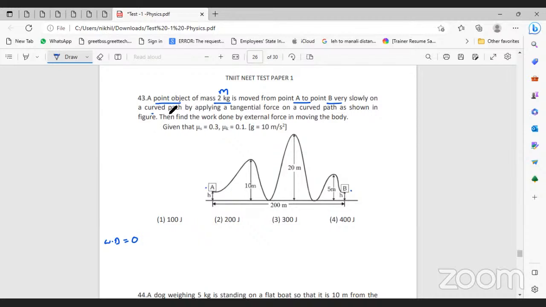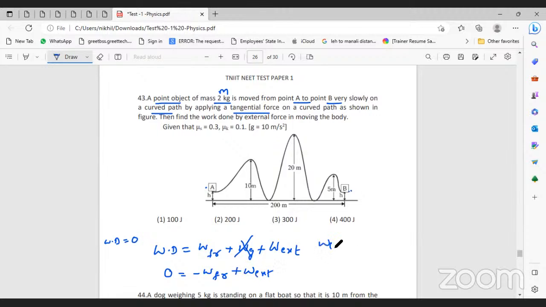Now it is moving along a curved path, applying a tangential force as shown in the figure. What is the work done by the external force? Look at the diagram, students. Work done is equal to, because of the 3 cases, work done due to the external force, plus work done due to gravity, plus work done due to friction. Since both the blocks A and B are at the same height, there will be no gravity work and the net work done should be 0. And whatever the work we are doing, it should be against the external force. So I'm going to take the work done against the friction plus the external force.